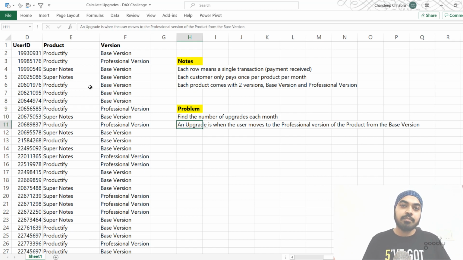Now, what do I mean by an upgrade? Let's just say that if I am a customer and for a period of 3 months, I was on the basic version of the product and I decide to move to the professional version of the product the next month, I would be considered as an upgrade. So an upgrade is when the customer moves from the basic version to the professional version of the product the next month. That is considered as an upgrade. All right, that was too much of a hint. That's the question that you actually have to solve for.